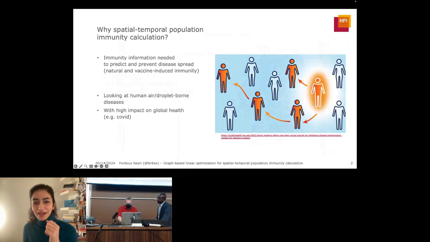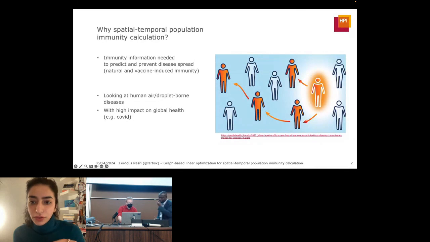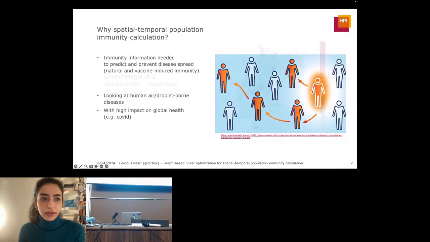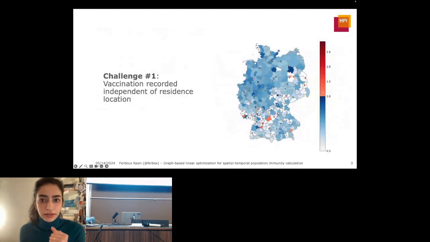Yes, so here we will look at how to calculate the immunity index caused by active immunity, so natural and vaccine-induced immunity for human airborne diseases. On the next slide, I'll focus on showing our results with SARS-CoV-2 for Germany, but this can be used for any other disease and also any other country or region. I will go through the challenges that we face and the solutions one by one and show the overarching result in the end.